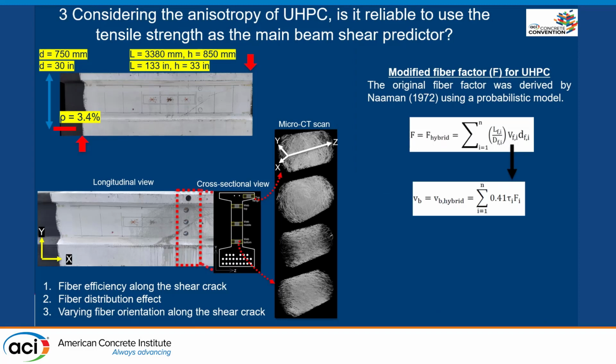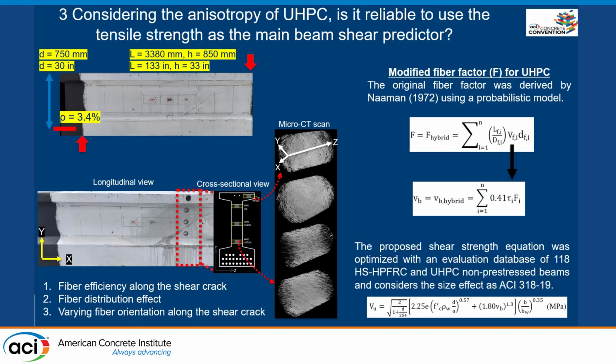This fiber factor was originally derived by Naaman using a probabilistic model. We have proved that this fiber factor can work for hybrid fibers or for monofibers, and we are limiting the fiber efficiency to 41%. And then we obtain an equation that was optimized using 118 HSC, HPFRC and UHPC non-prestressed beams, and we consider that this equation has the size effect of ACI 318, and also we have considered a shape factor that considers if you have flanges in the beam.